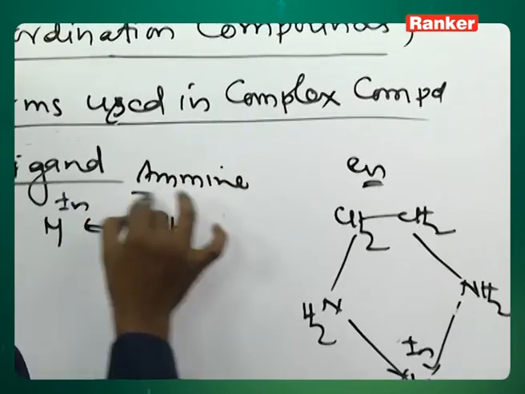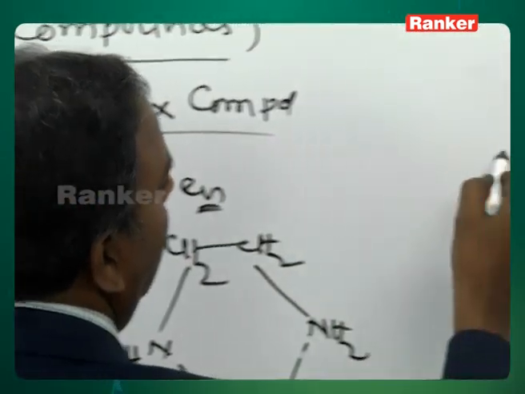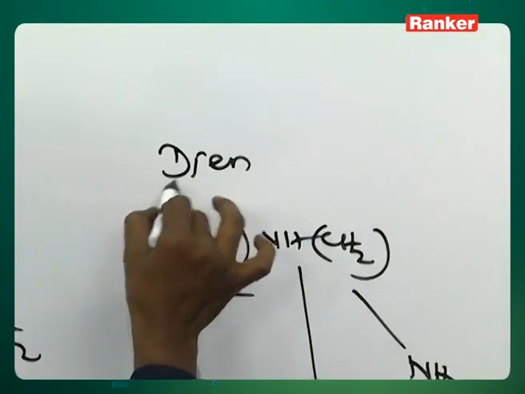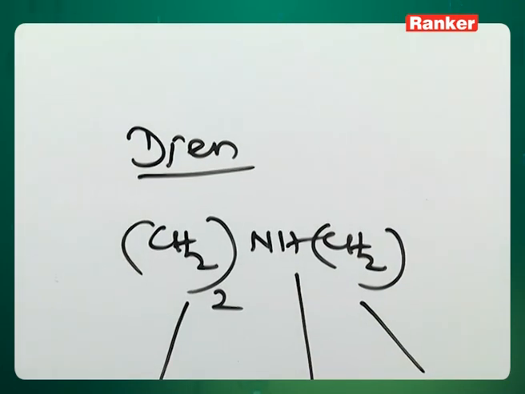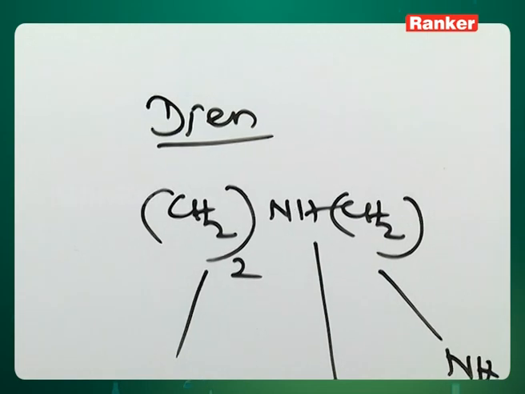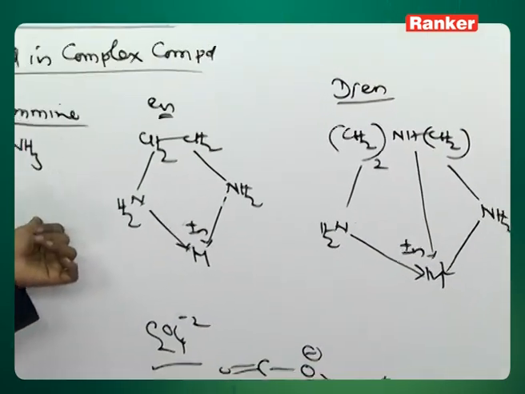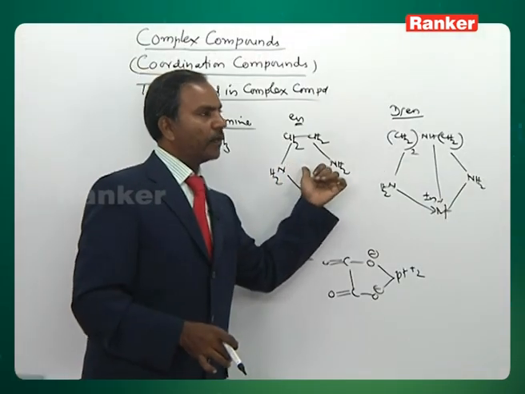This is the amine ligand. This is ethylene diamine, EN we say. This is diene, which means diethylene triamine. This is the oxalato ligand. Now, you are clearly looking on the board at these first three ligands: amine ligand, ethylene diamine, and diene.